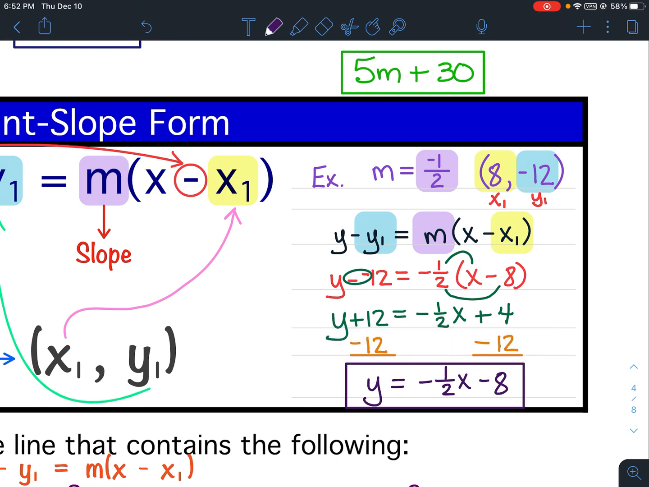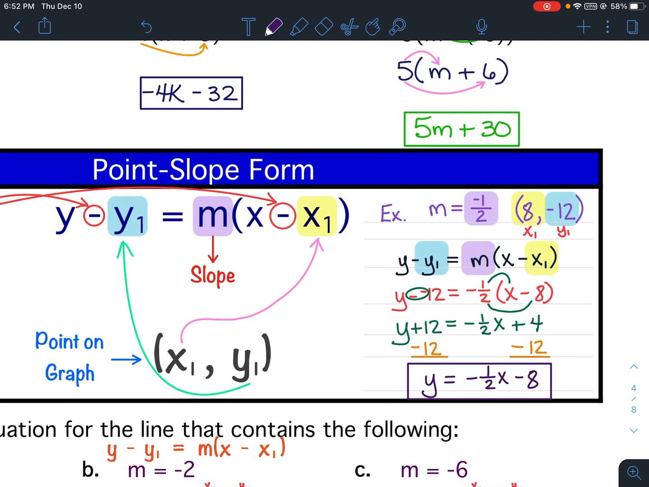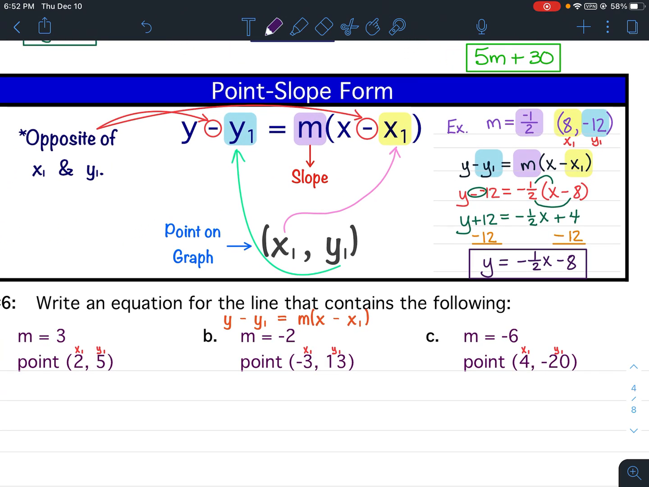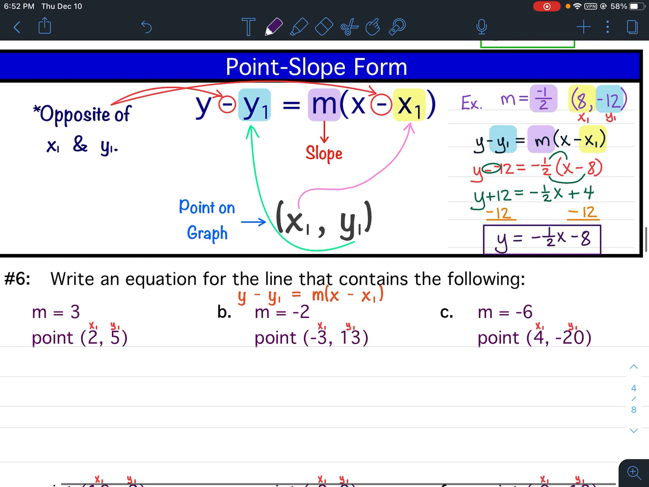So not knowing the y-intercept, I need to use the point-slope form. I plug in the slope, I plug in the coordinates from a point, and I solve for y. So that is point-slope form. Don't worry, we're going to be doing lots of examples of these so you can get the hang of it. If you have any questions, let me know.